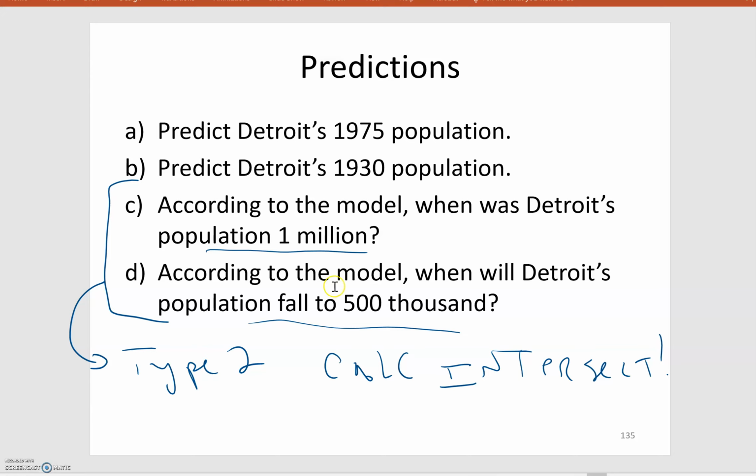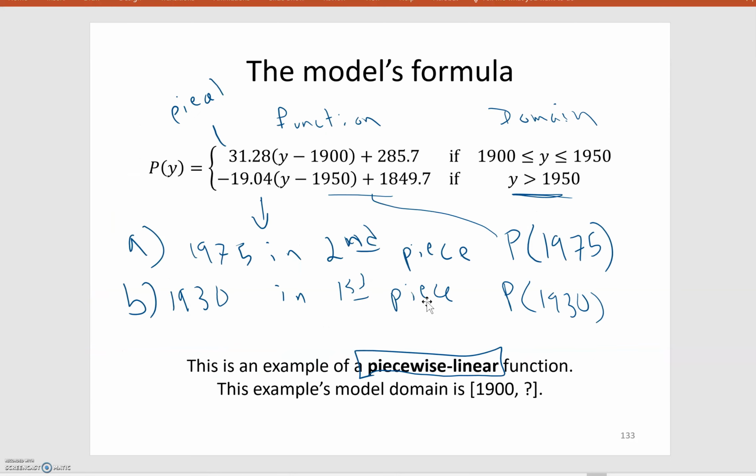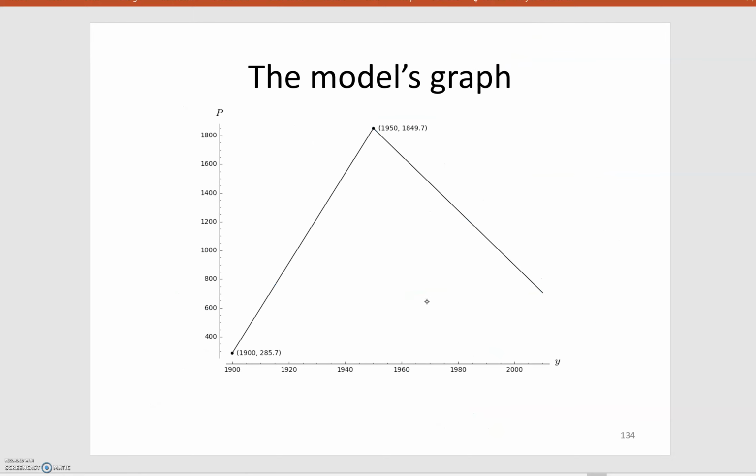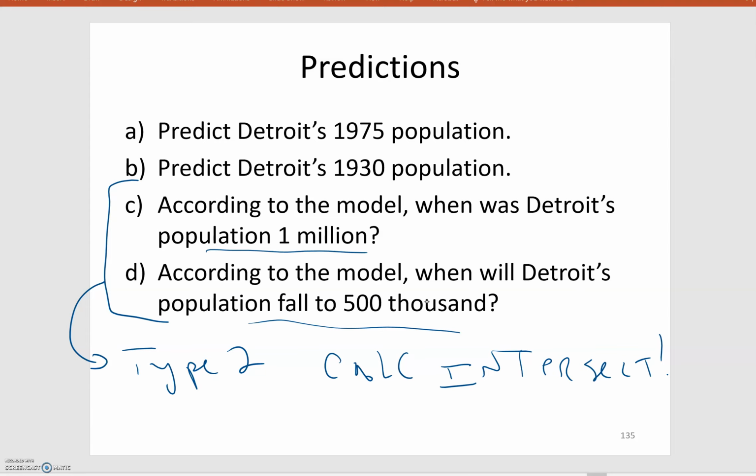Alright, so let's finish this problem and answer questions C and D for this piecewise linear population model. Part C says, according to the model, when was Detroit's population 1 million people? Now remember that our model is in thousands. So let me go back to that just to remind you. All right, so thousands. So a million is 1,000 thousands.